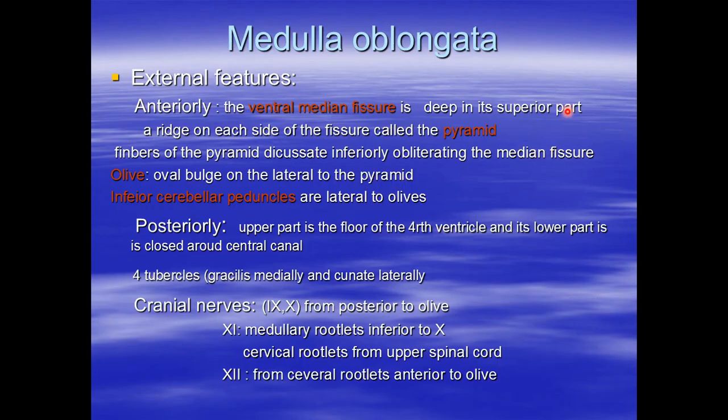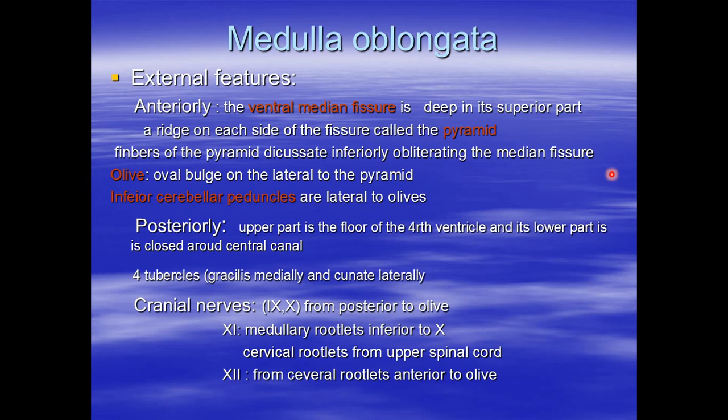Okay, the medulla oblongata, the last part of the brainstem, has external features. Anteriorly, the ventral median fissure is deep in its superior part, with a ridge on each side of the fissure called the pyramid. So we have a pyramid on the right paramedian aspect and a pyramid on the left paramedian aspect, two pyramids. Between them is a deep fissure called the ventral median fissure.